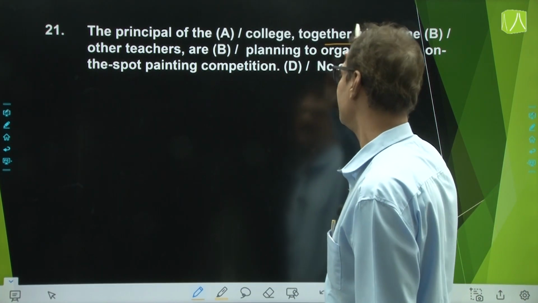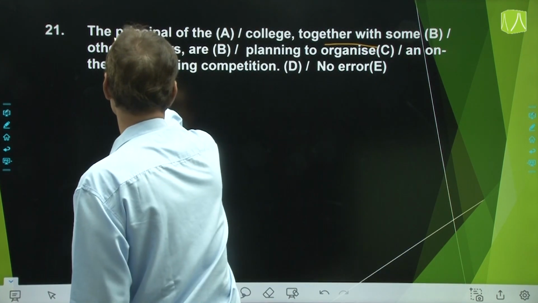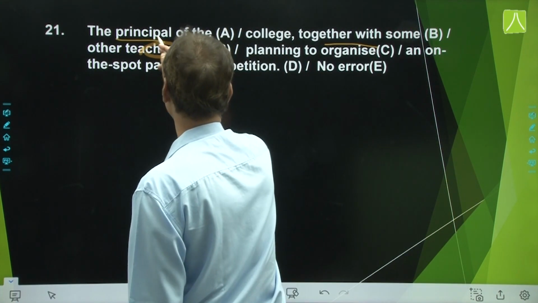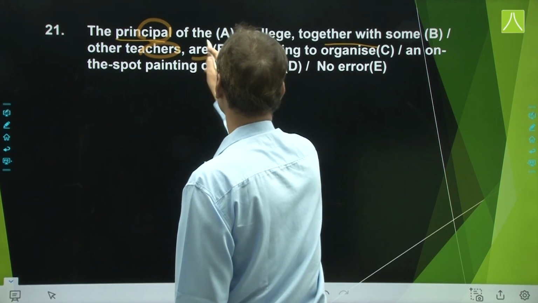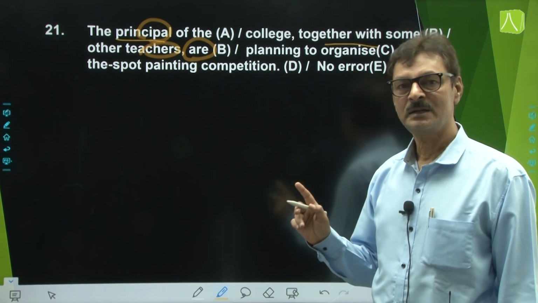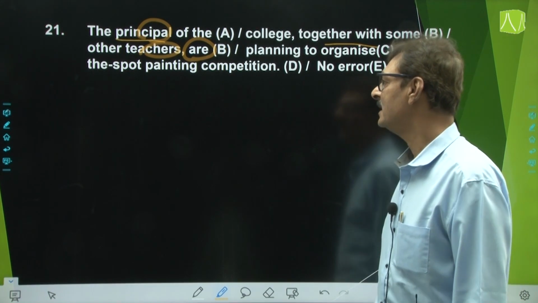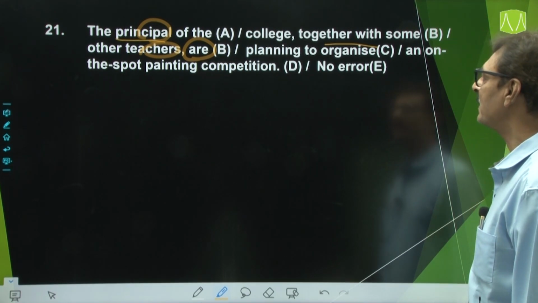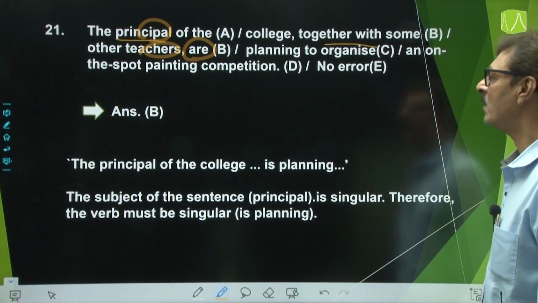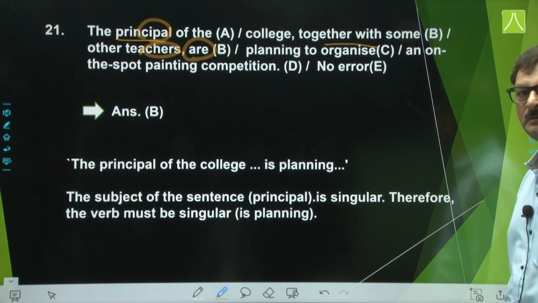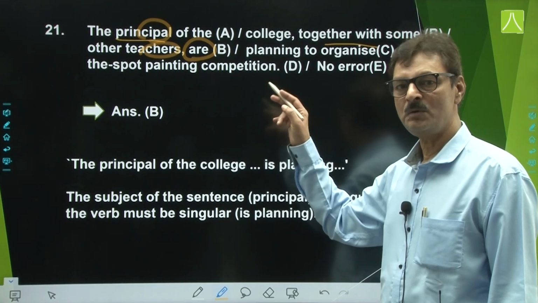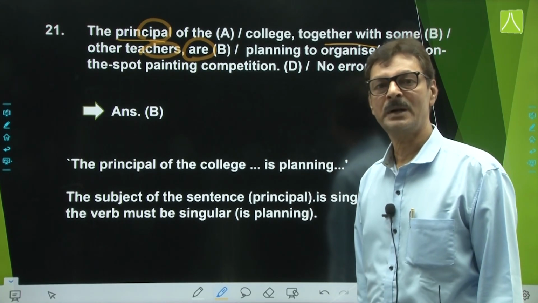तो यहाँ पे together with है, किसके संग agree करने चाहिए? Principal. Principal is singular. So the principal of the college together with some other teachers, ये plural है. This is singular. So are, क्या ये सही है? It should agree with what? The primary subject. तो are के बदले क्या होना चाहिए था? Is. And the correct statement should have been the principal of the college together with some other teachers is planning to organize an on-the-spot painting competition. Yes, together with, along with, as well as, they always agree with the first subject or the primary subject.